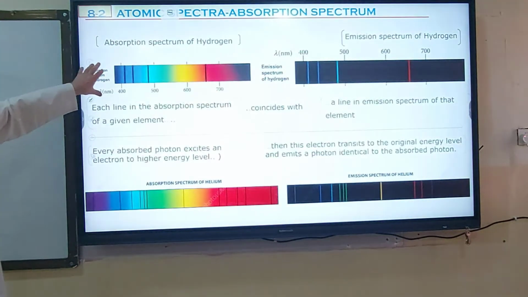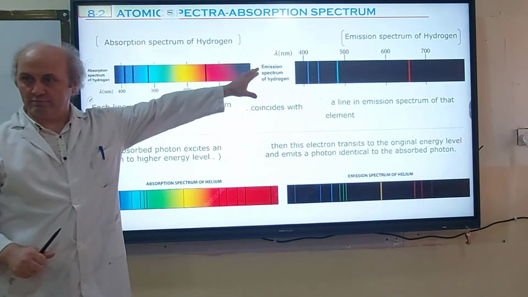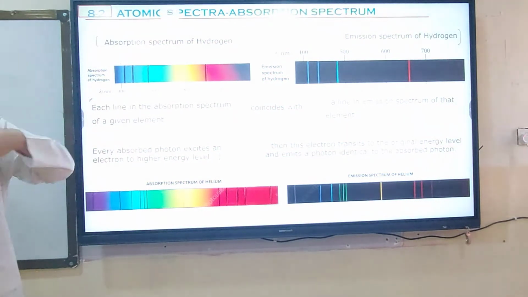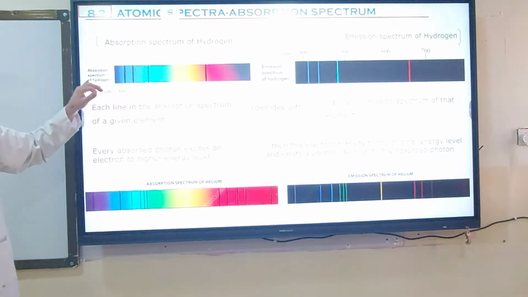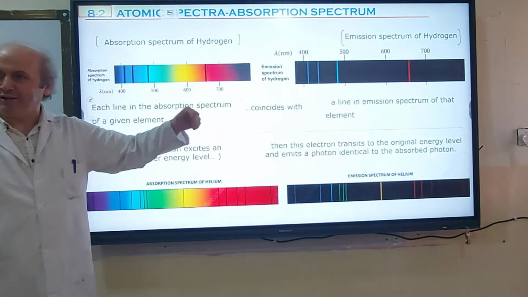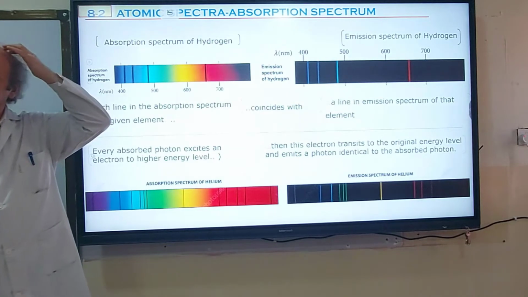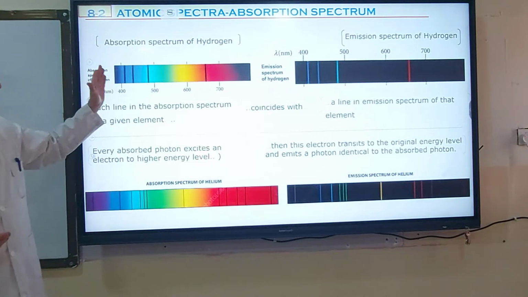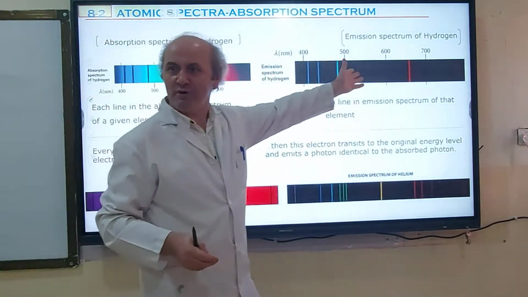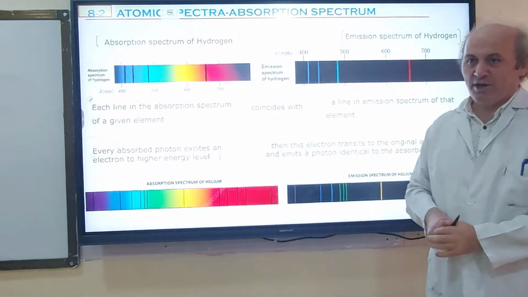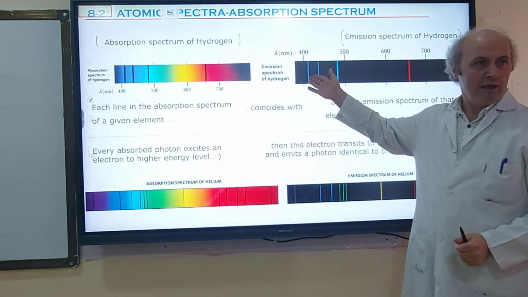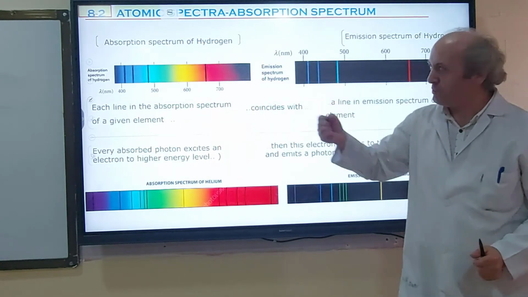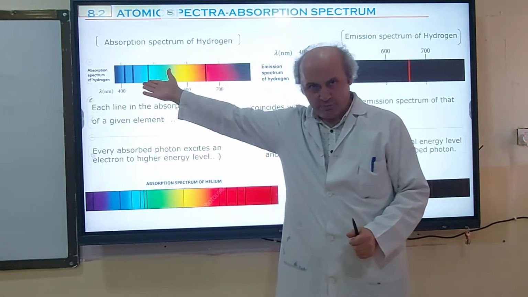This is the absorption spectrum of hydrogen. When you pass a continuous spectrum through hydrogen, you see 4 dark lines, because hydrogen has 4 bright lines as well. What does it mean? The absorption spectrum and emission spectrum coincide. If a gas is able to emit this energy, it can also absorb the same energy.